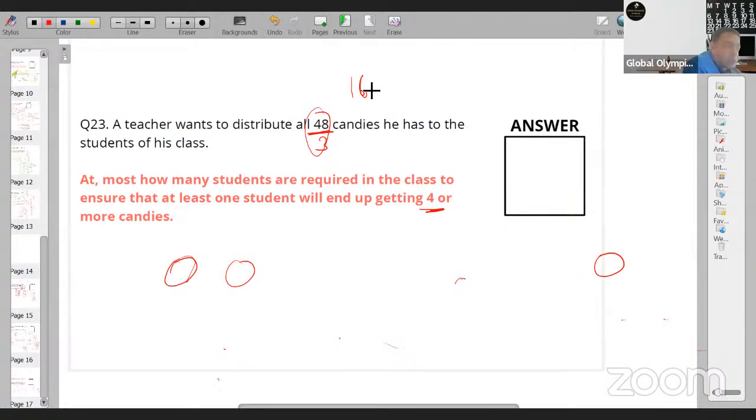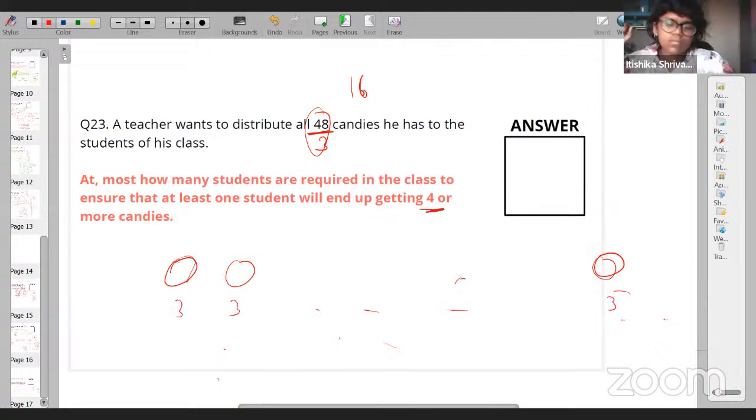Okay, 16 people. So if you have 16 people, what will happen? Actually, the answer is not 16. The answer in this case would be 15. You divide 48 by 3, so you get 16. So if you give 3 to each one of them, you exhaust your chocolates, correct?